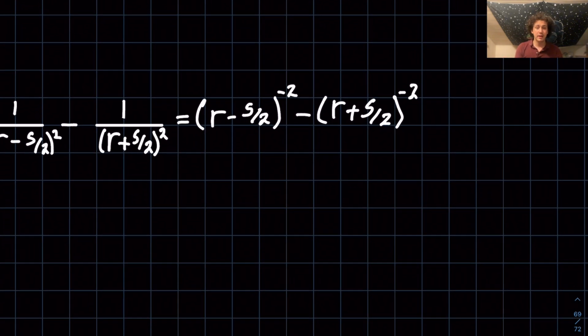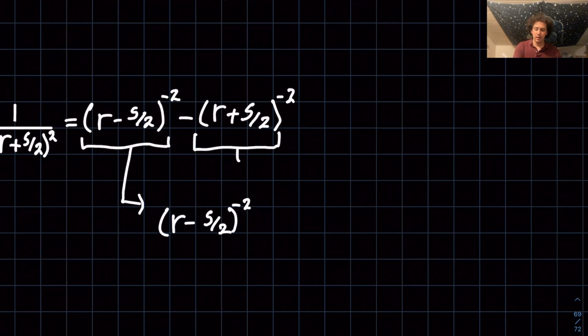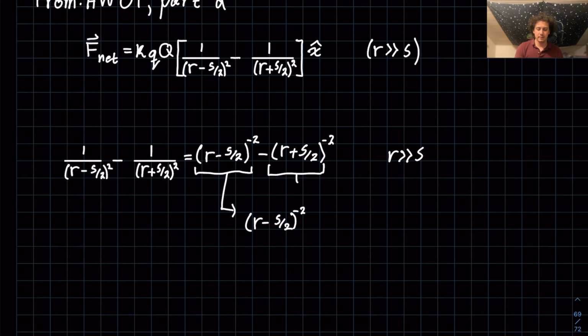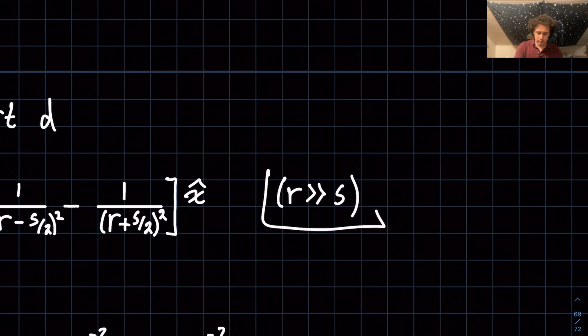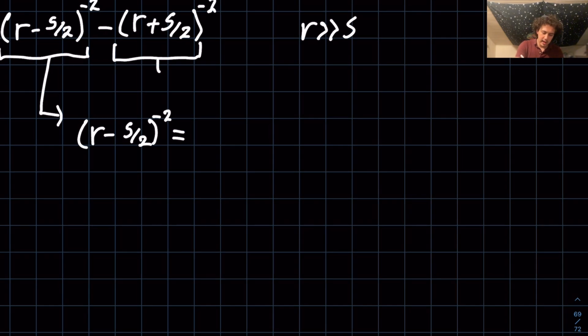So let's do the thing that we've always done. I'm just going to look at this first term here because it looks functionally identical for the second one, and so we'll just substitute it in later. So we have this (r minus s over 2) to the minus 2, right? And we know that r is much, much greater than s, given in the problem statement. Then let's take out that r, and now we have this (1 minus s over 2r), and that's all to the minus 2.